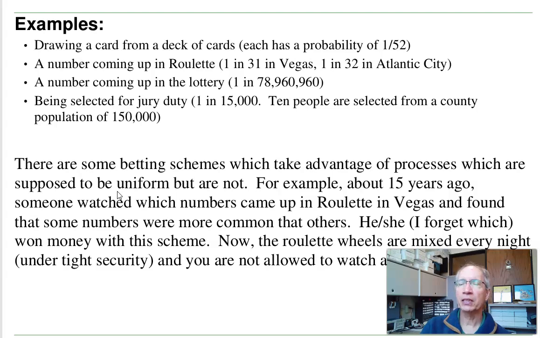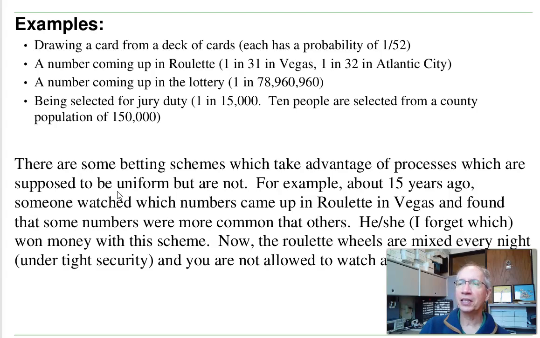If I'm playing roulette and I bet on a number like 10 black, the probability 10 black comes up is 1 in 31 in Vegas. In Atlantic City, 1 in 32. But that's because in Vegas they've got the numbers 1 through 30 plus the number 0. 0 is green, so if you bet red or black, you always lose. Bet a 1 through 31, green comes up, you always lose. That helps the house have slightly better odds of winning.